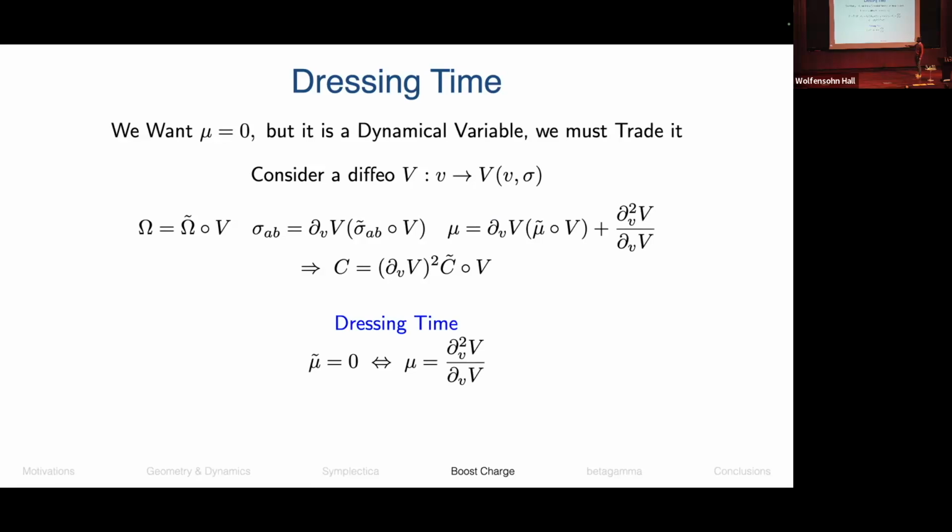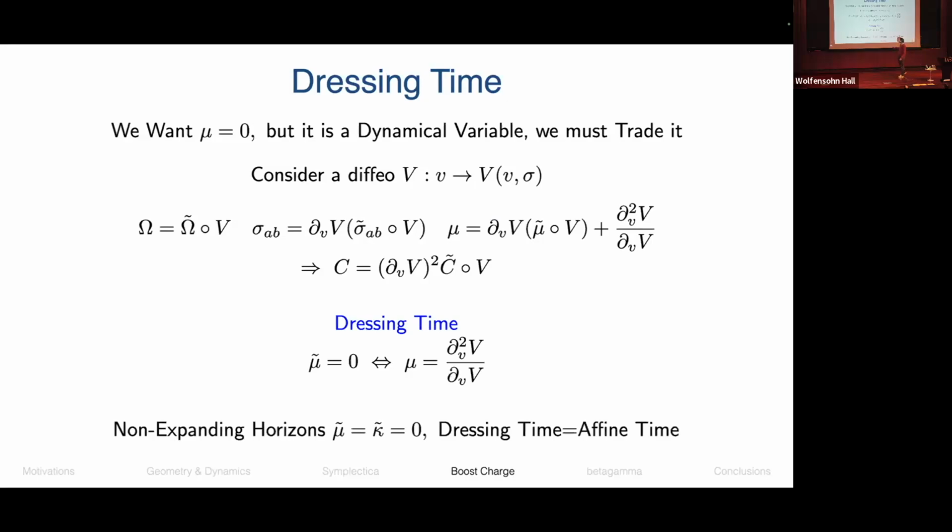Okay, so the dressing time is achieved by trading mu with V, which is just this equation here. Now, just a little aside, which is important: mu, remember, was equal to kappa plus theta half. If I have a non-expanding horizon, the inaffinity is equal to the surface gravity, and theta is 0, and therefore setting mu to 0 is equivalent to setting the surface gravity to 0, which is the condition that brings me to the affine time.